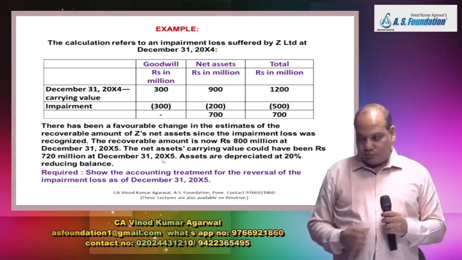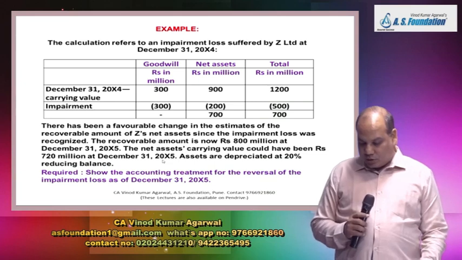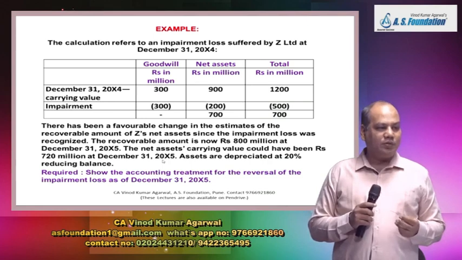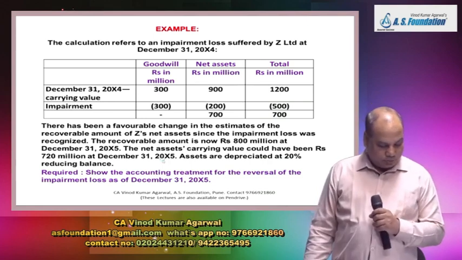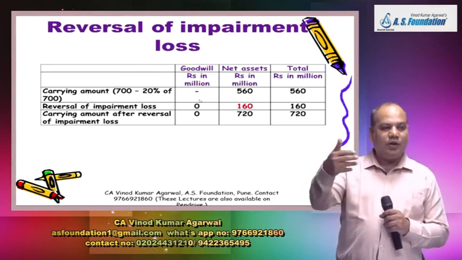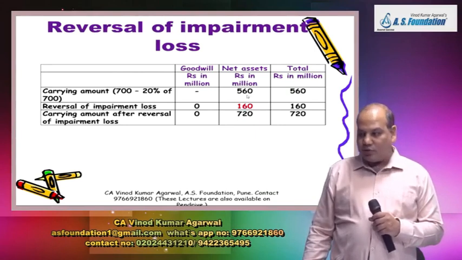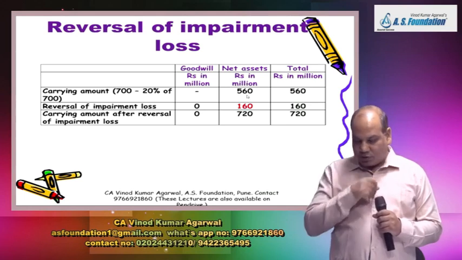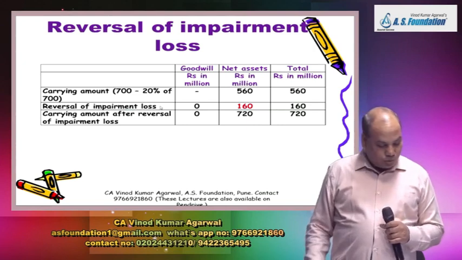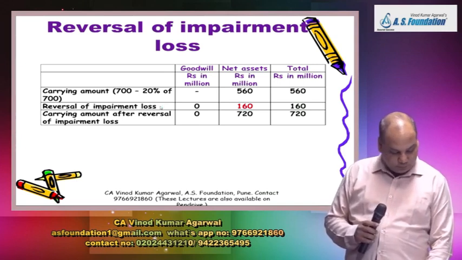So solve yourself. First you have to find out the carrying amount on 31st December 20x5. I require 3 numbers. Goodwill will be 0. Goodwill is already written off and it can't be reversed. For the net asset, write down 700 minus 20%: 560. Total 560.